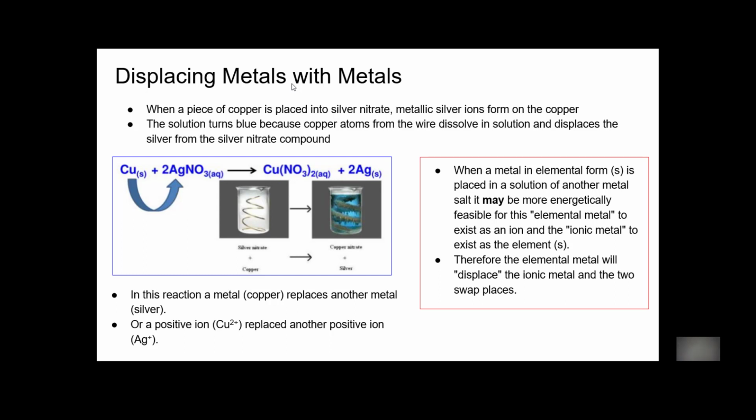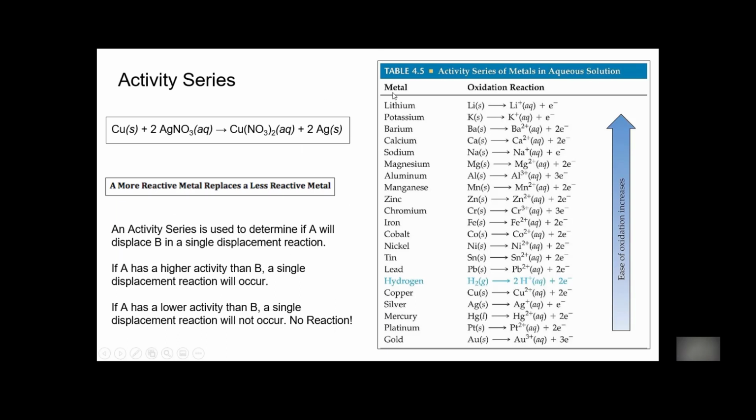But this all depends on the activity series. Whatever is above can kick anything below out, but whatever's below can't kick anything above. So here is copper solid in the presence of silver nitrate. Copper is here, silver is here. So copper's above, it kicks silver out of its seat, takes over, and now silver's by itself. It's a solid. So copper being more reactive wants to be in the more stable form. And this is actually the most stable form for it when it's in the presence of another metal that's lower than it.